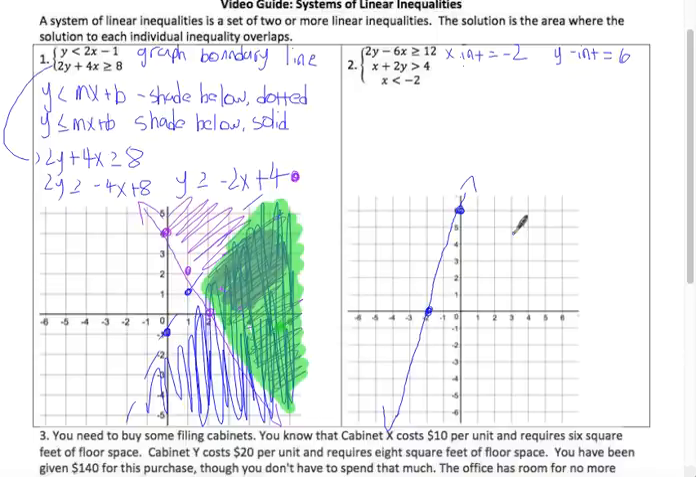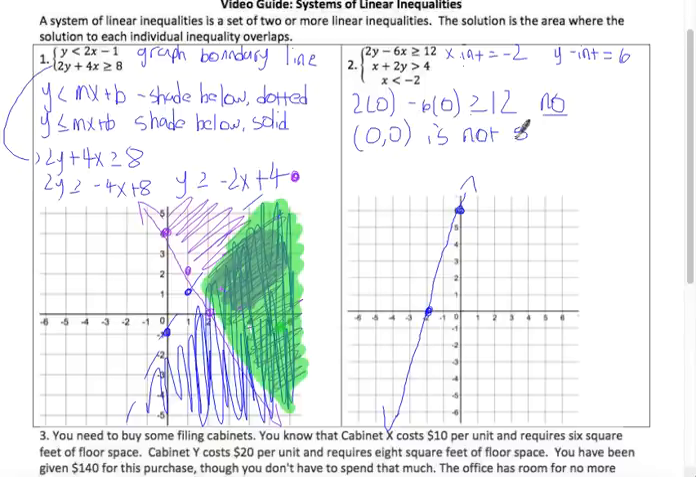0, 0 happens to be the easiest point to test, because if we plug in 0 for x and y, we're going to get the statement: 2 times 0 minus 6 times 0 is greater than 12, which is not true. So 0, 0 is not shaded. 0, 0 is here, so we're going to shade everything on the other side.